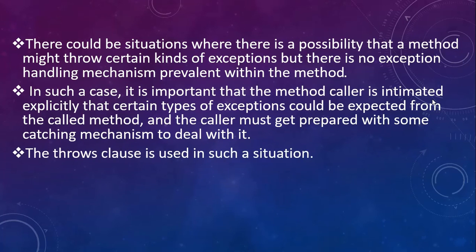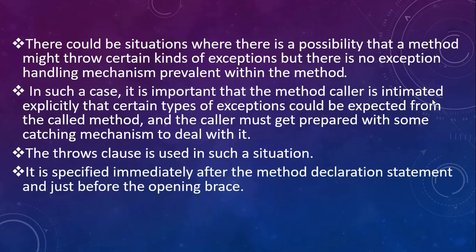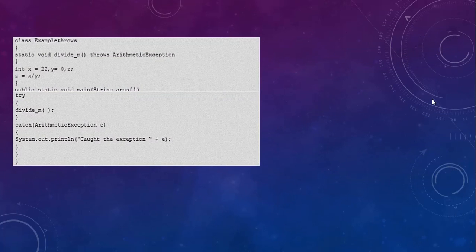The throws clause is used in such a situation. It is specified immediately after the method declaration statement and just before the opening brace. For example, I have a class here called ExampleThrows. I have a method written here called void divideM. It's a static method. I am saying that this divideM method is going to throw an arithmetic exception.